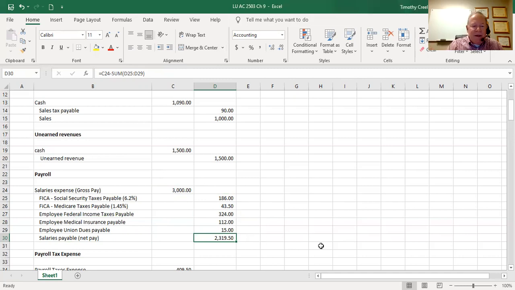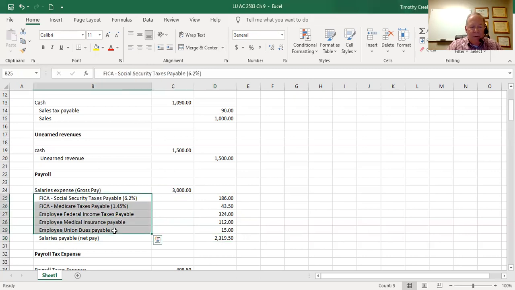Now, notice that in all of these, they're a payable. So again, the employer is just collecting these and then sending them off whenever they're due. Like Social Security and Medicare would be collected and then sent off to the Social Security Administration whenever they're due, however often the company has to pay it. Income taxes would be collected and then sent off, however often the company has to pay it. Medical insurance, the same thing. Union dues, the same thing, collected and then sent off whenever the company has to pay it.